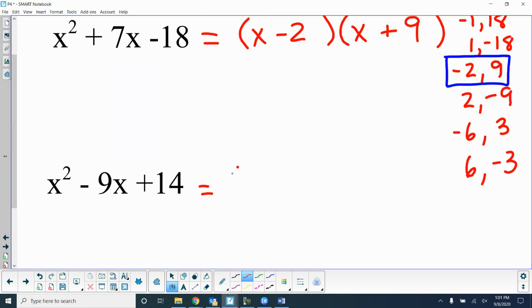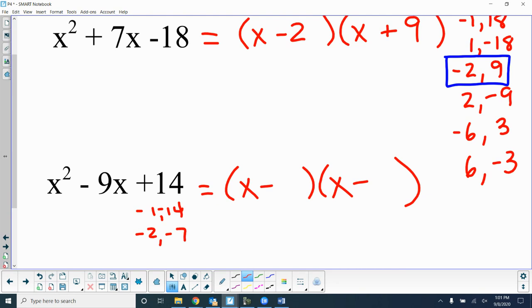All right? So this one, again, A is 1, so it's X times X. Since C is positive, they're both the sign of B, which is minus, so I'm going to make them both minus. And then I think of factors of 14. 1 and 14, I guess they have to be minus, negative 2 and negative 7. Which pair works? The 2 and the 7, right? So minus 2, minus 7, you're all done. That's easy. That's simple. You can do it. Okay?